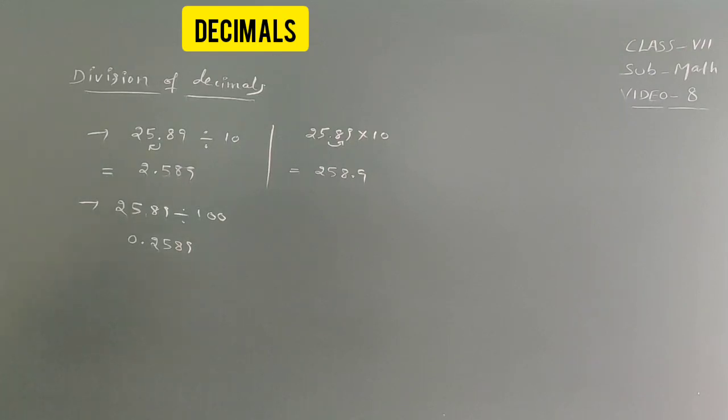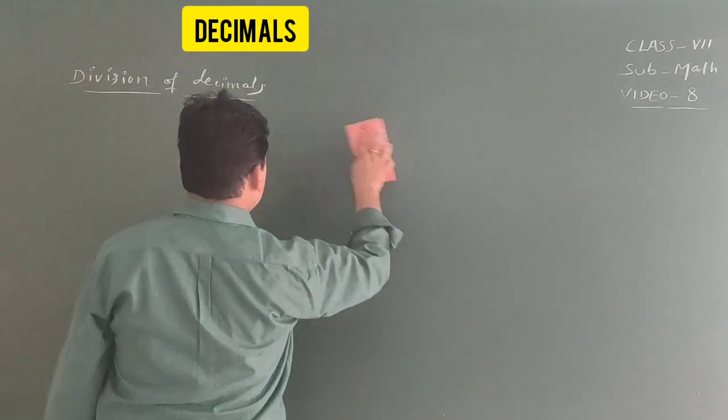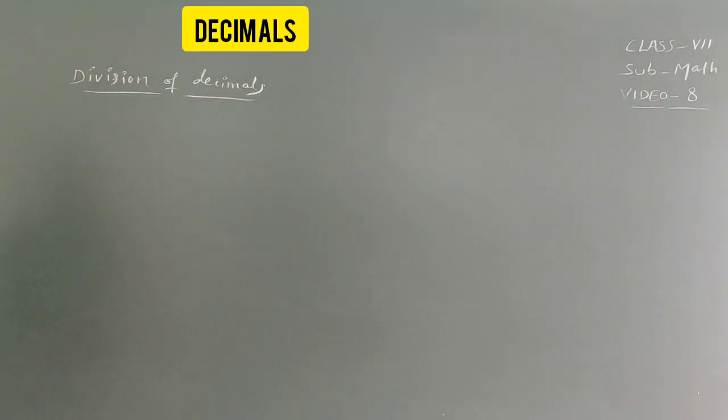Next, dividing a decimal by a whole number. First, perform the division by considering the dividend a whole number. When the division of the whole number part of the dividend is complete, put the decimal point in the quotient and proceed with the division as in the case of whole numbers.